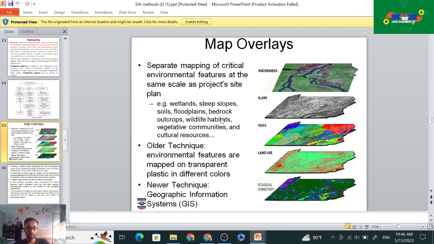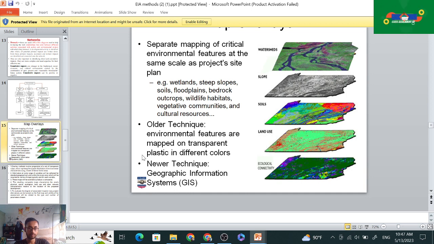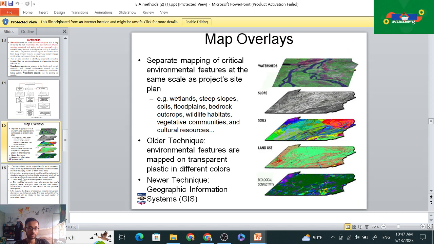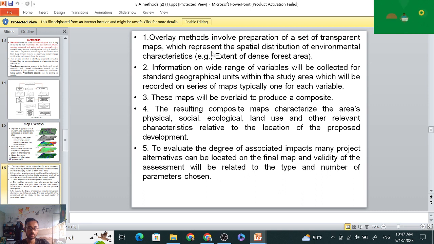In the older technique, environmental features are mapped on transparent plastic in different colors. Then the new technique is geographic information system, GIS. Next is the overlay method. In the overlay method, a set of transparent maps is prepared which represent the spatial distribution of the environmental characteristics, such as the extent of dense forest area.